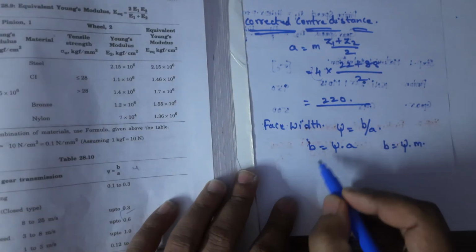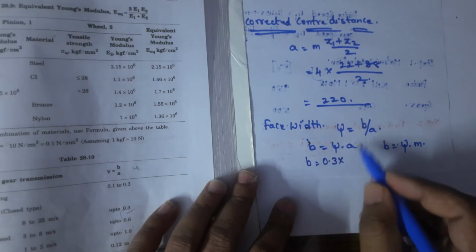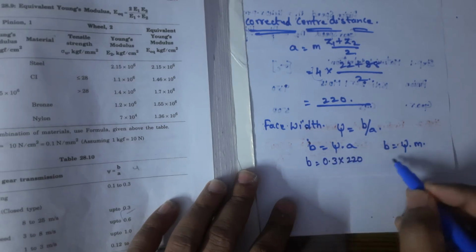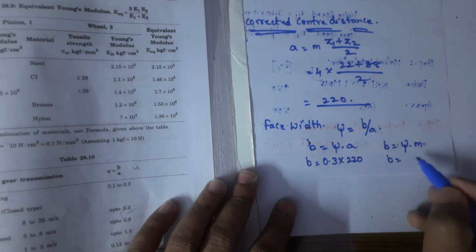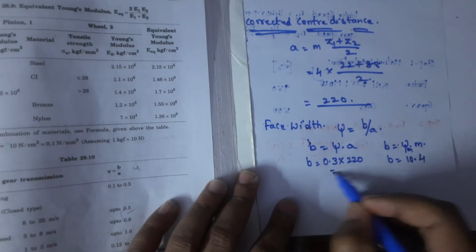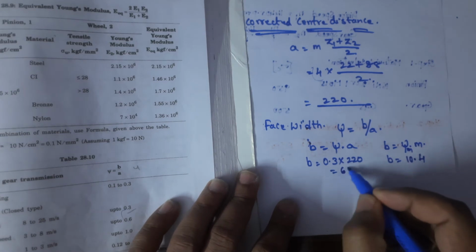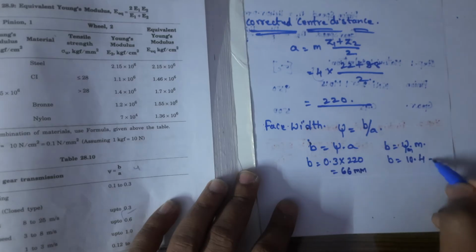Okay, so b is equal to 0.3 into a value, corrected distance. So b is equal to psi m, that is 10 into 4. So we have got an answer of 66 and that is 40. Later we have to calculate the corrected torque.